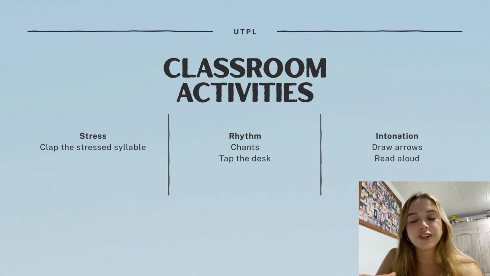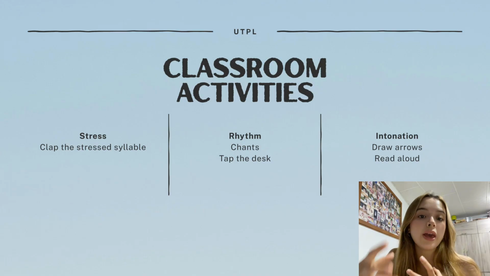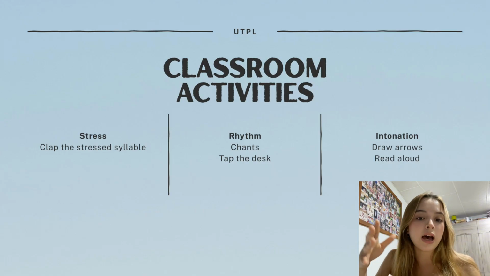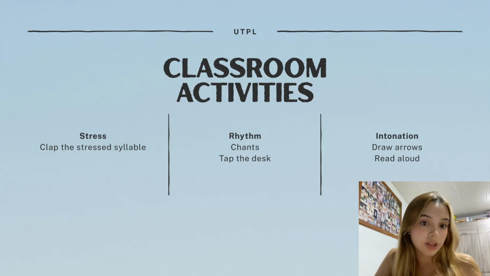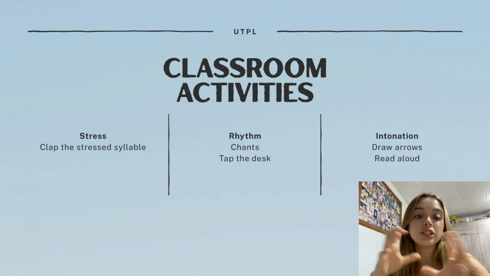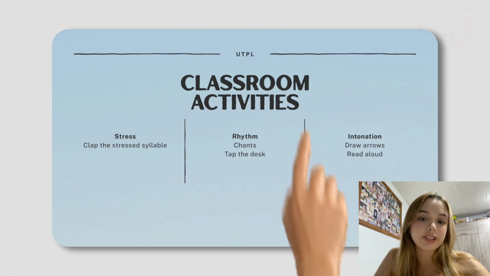The last feature is intonation. Intonation is the rise and fall of our voice. It helps people understand if we are asking a question, giving information, or showing emotions. For example, "Are you ready?" goes up because it is a yes or no question. "Where do you live?" goes down because it's a WH question. One easy classroom activity is drawing arrows above each sentence. Students look at the arrows and practice reading with the correct voice.